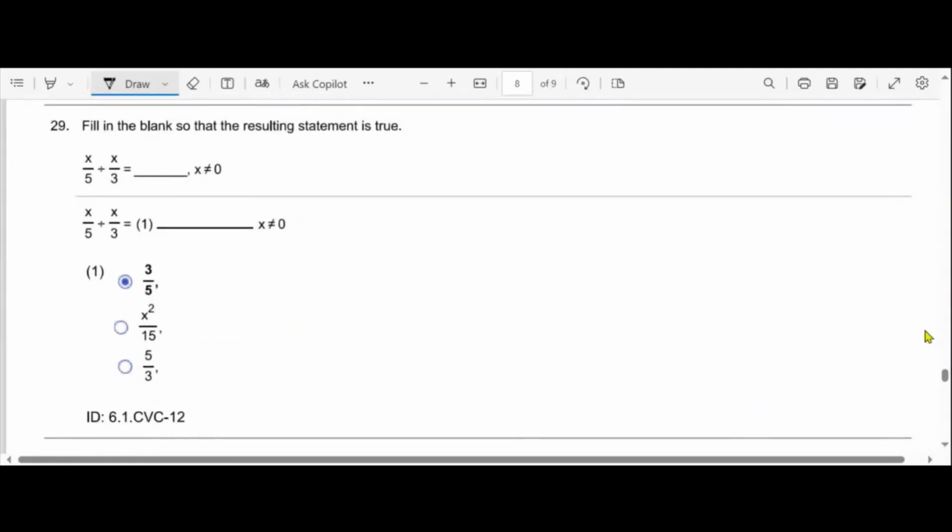Fill in the blanks so the resulting statement is true. x over 5 divided by x over 3.